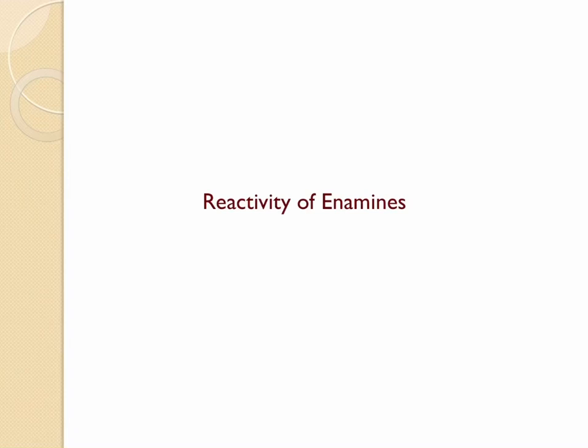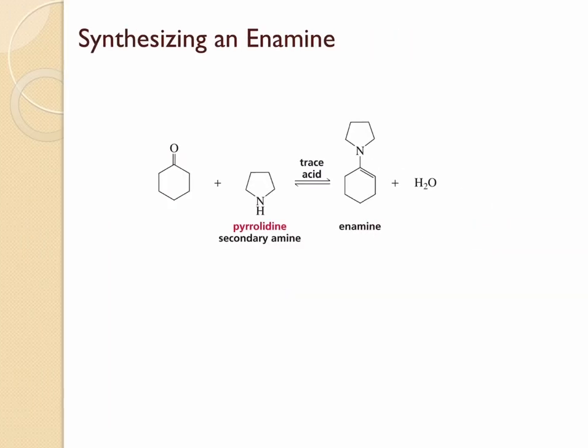Reactivity of enamines. When aldehydes and ketones react with a secondary amine in the presence of a trace amount of acid, we will get an enamine. As the name says, it's going to have an ene, which is basically a carbon-carbon double bond, and also an amine. So here is the amine part, and here is the carbon-carbon double bond.